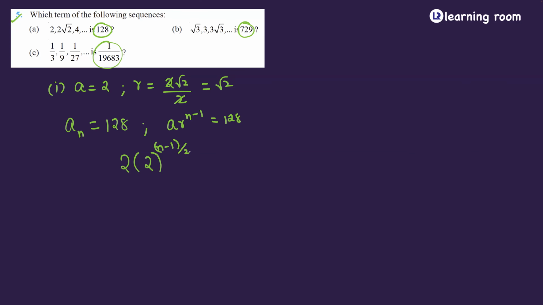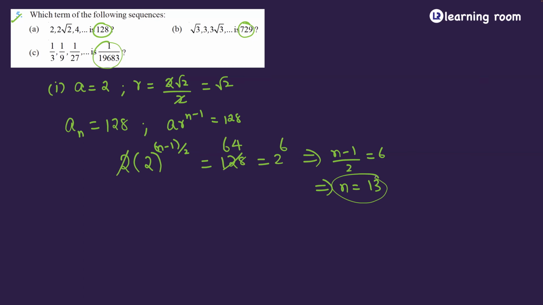Did you understand what I did? In the place of r, I wrote 2 power half, and half and n minus 1 got multiplied. This is equal to 128. So 2 will cancel 128 64 times. So 64 is basically 2 power 6. So this clearly indicates that (n minus 1) by 2 is 6, which implies n is equal to 12 plus 1, which will be 13. So it is going to be the 13th term. So in this sequence, 128 will be the 13th term.